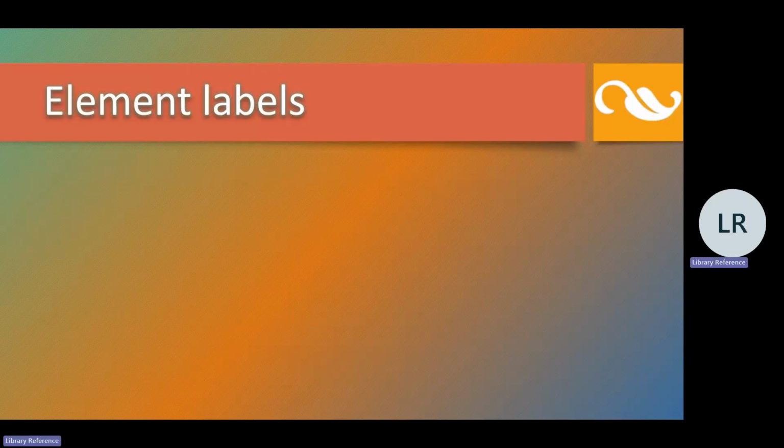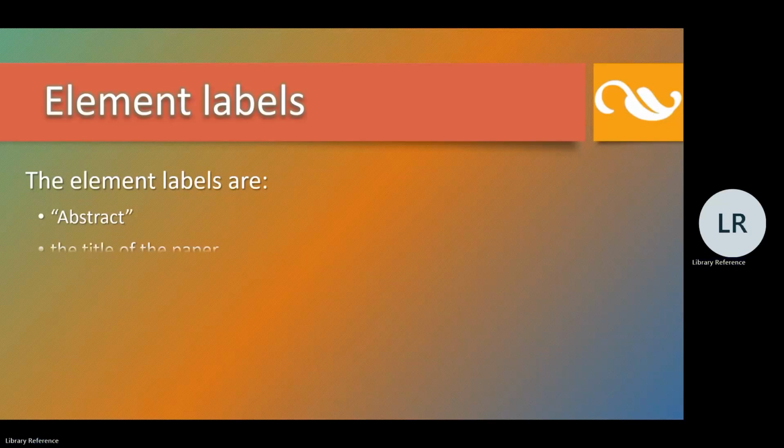Now, we saw which elements are included in an APA paper. Let's see how we call these elements because each one of them has a different label. So what are these labels? I'm starting with the abstract page and leaving the title page aside because obviously the title page carries the title of the paper. Okay, so starting with the abstract, the abstract page carries the label abstract.